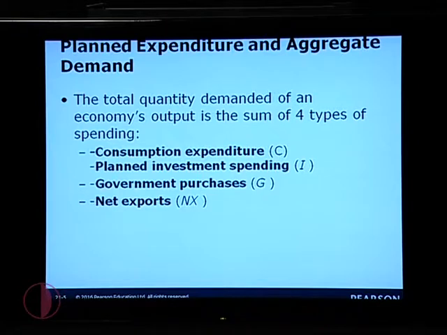Planned expenditure and aggregate demand. The total quantity of an economy's output is the sum of four types of spending: consumption expenditure, denoted by C, planned investment expenditure, denoted by I, government purchases, G, and net export, NX.